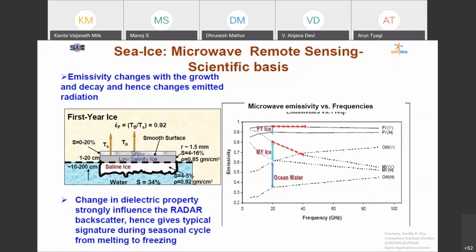Okay, fine. So the scientific basis of sea ice microwave remote sensing we'll be discussing. You can see that there's this graph, the microwave emissivity versus frequencies. So how the frequencies versus the emissivity is able to distinguish between the different sea ice types, like the first year ice, the multi-year ice, the open ocean, and also we need to consider the dielectric properties as well. So the change in dielectric properties strongly influences the radar backscatter, hence gives a typical signature during the seasonal cycle from melting to freezing.